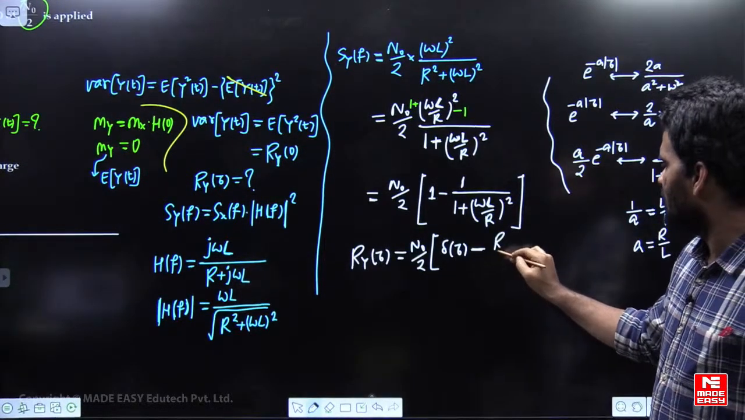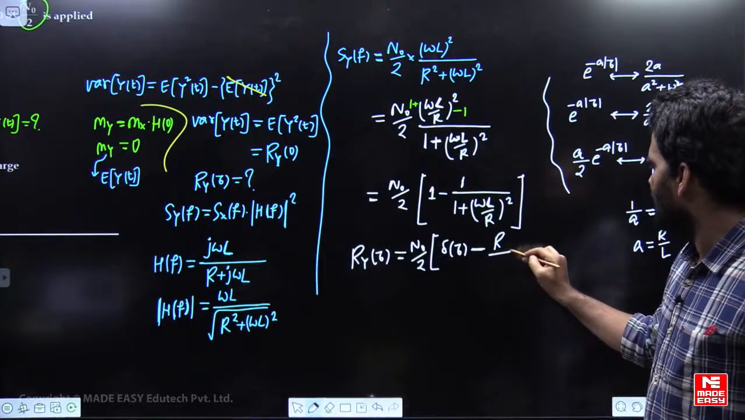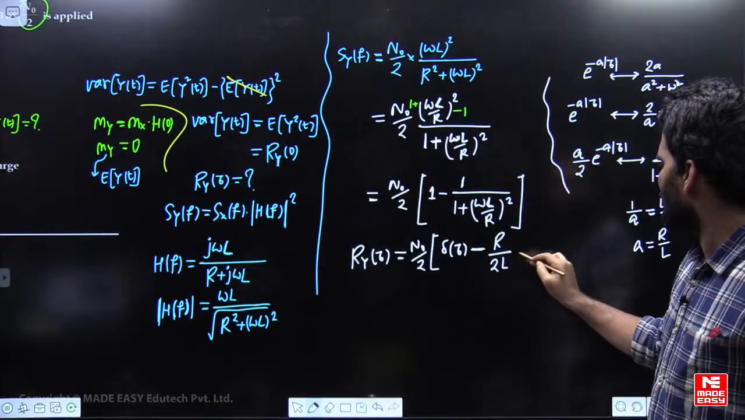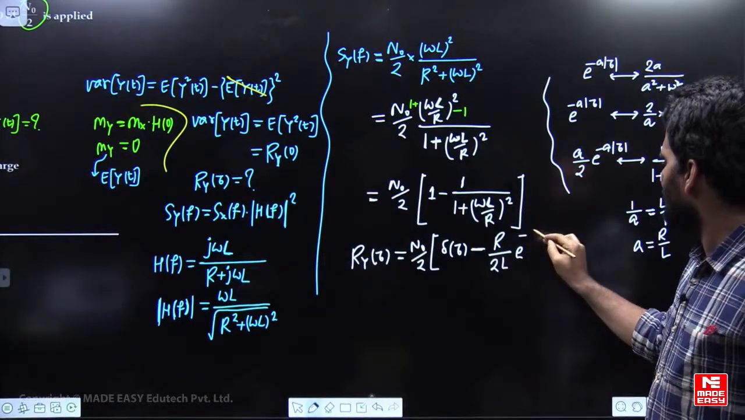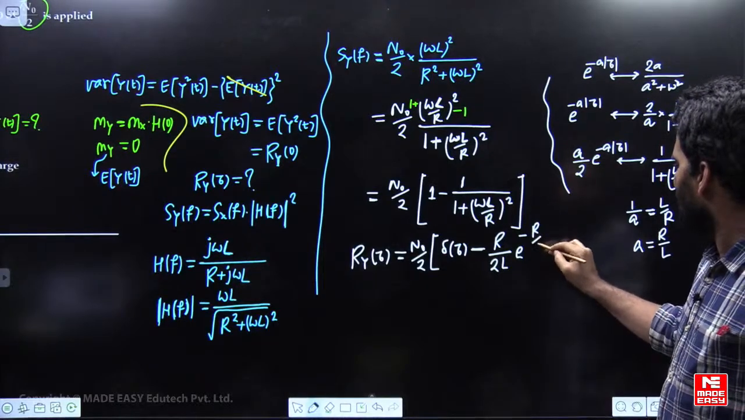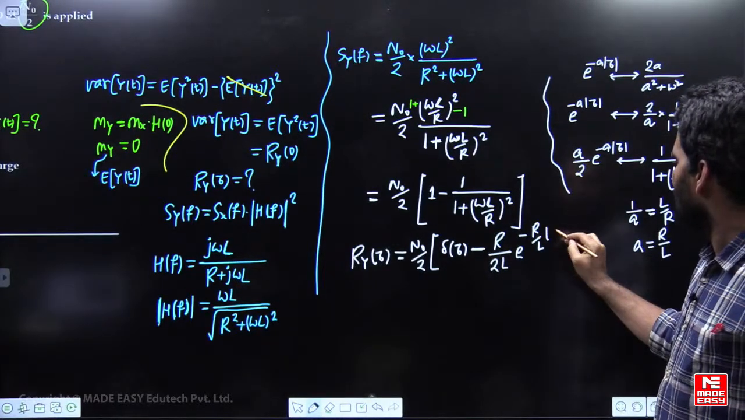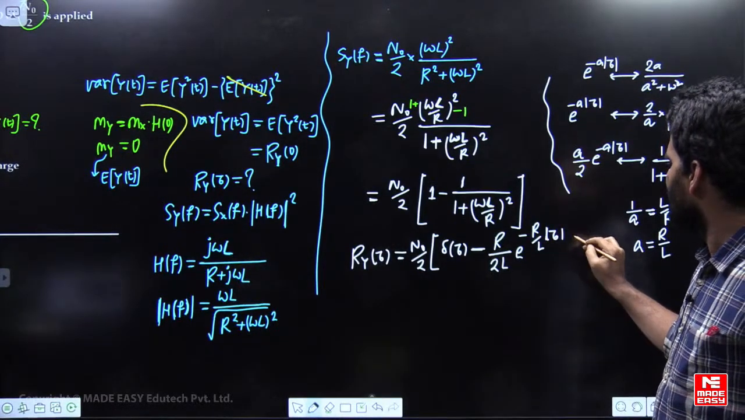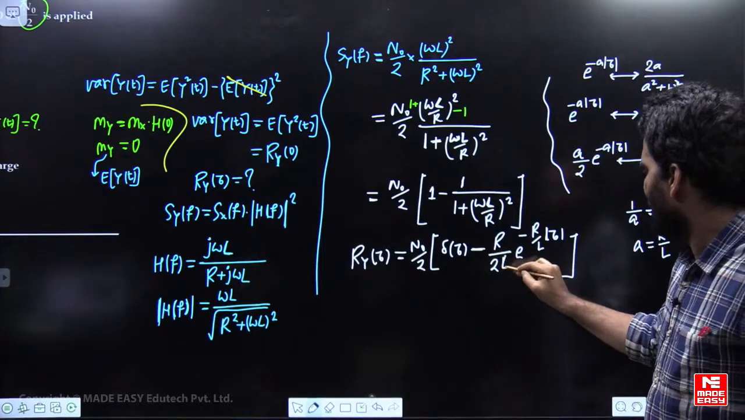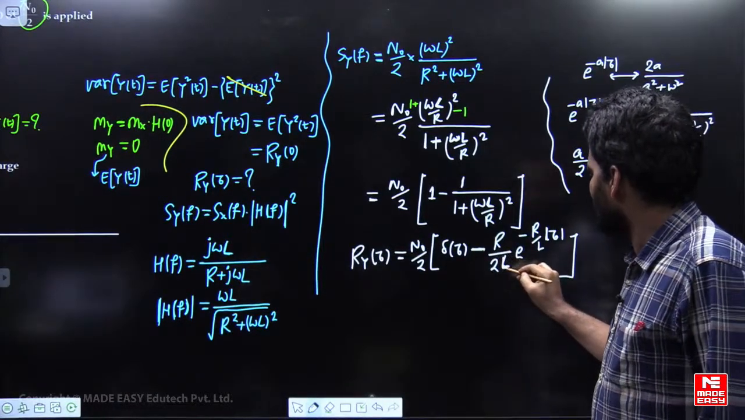This is R upon L, R by 2L e power, in place of a, R by L, mod tau. It is the ACF we got.